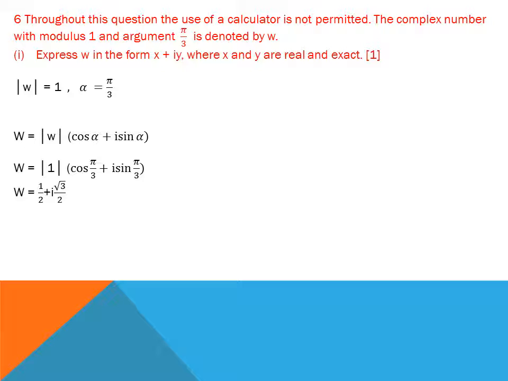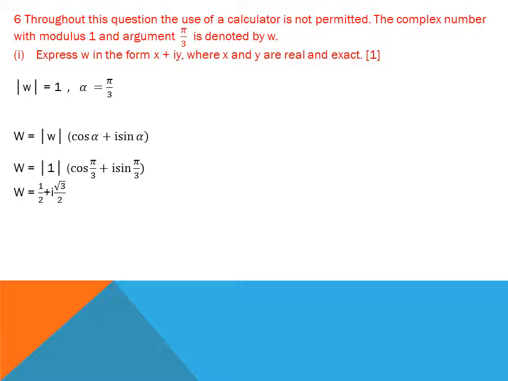This part is related to complex numbers. It's a very easy part. The question says use of a calculator is not permitted here. The complex number with modulus 1 and argument pi by 3 is denoted by w. Express w in the form x plus iy, where x and y are real and exact.